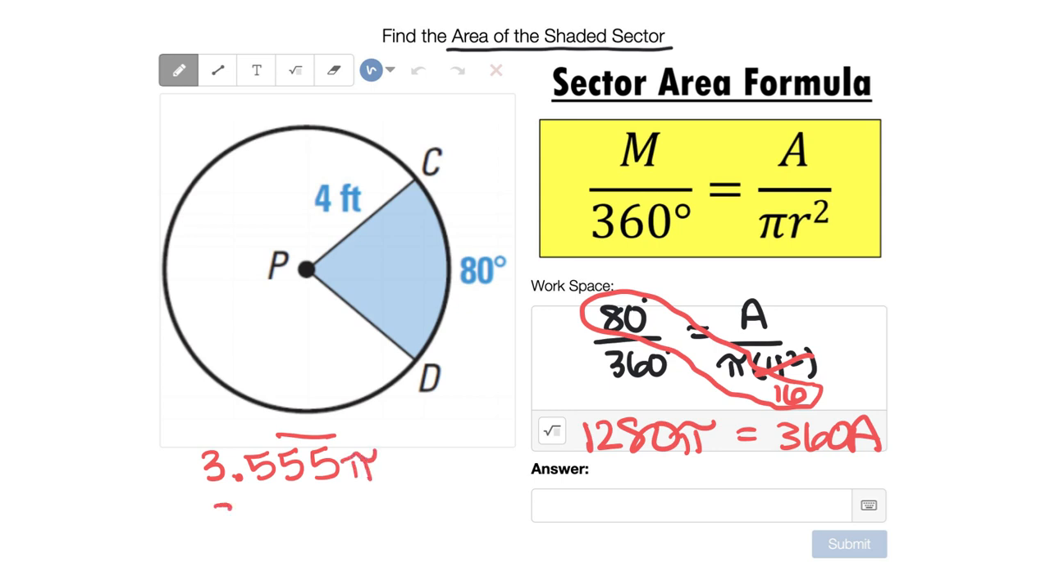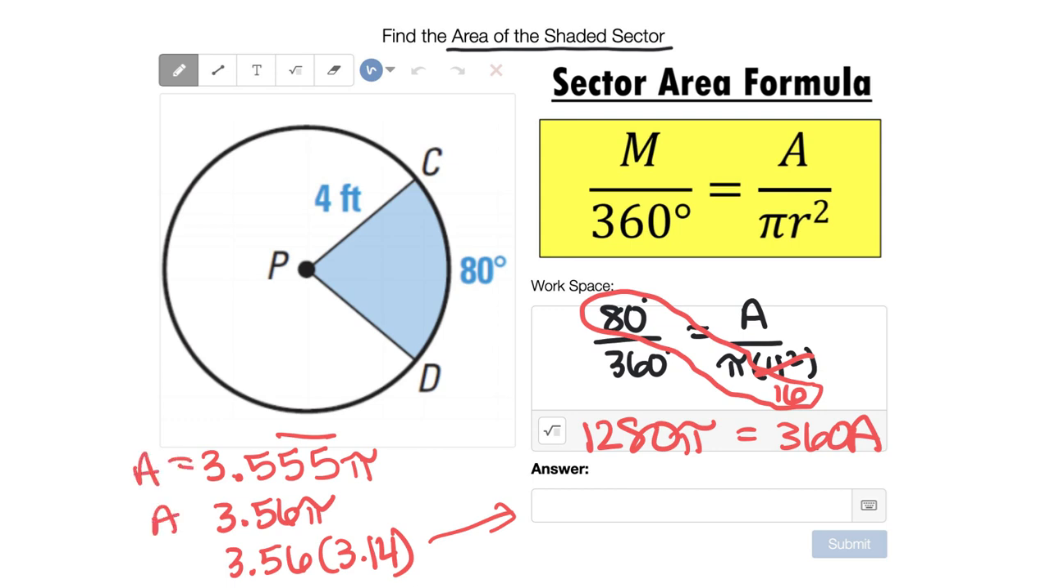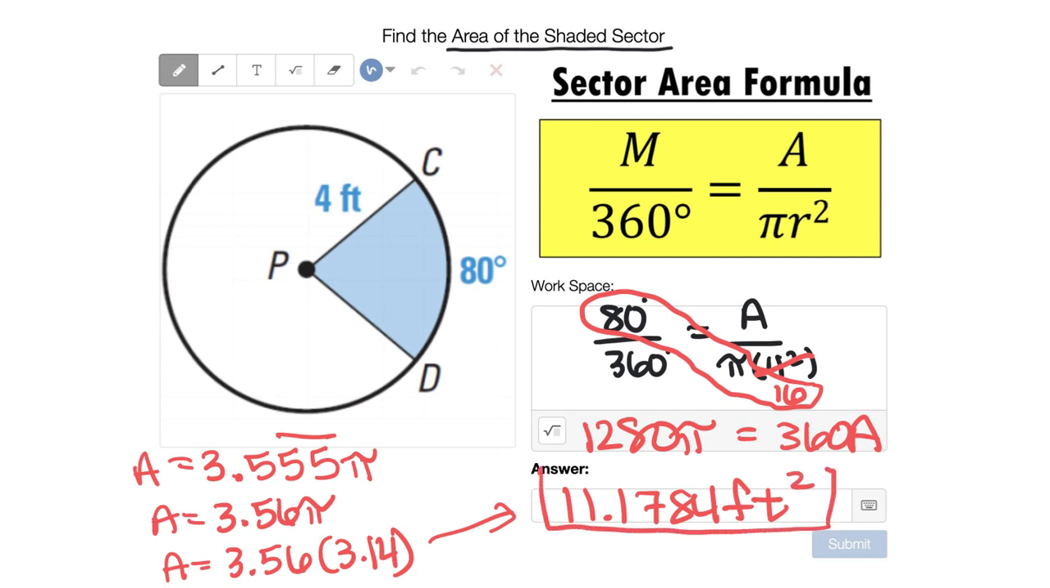So that's about 3.56 pi if we stick with my 2 decimal places. I'm going to go ahead and multiply the pi in since I'm already in decimals anyways. If I do that, I get roughly 11.1784. Again, there is room for error with your rounding. And that would be in feet squared because area is always measured in units squared.